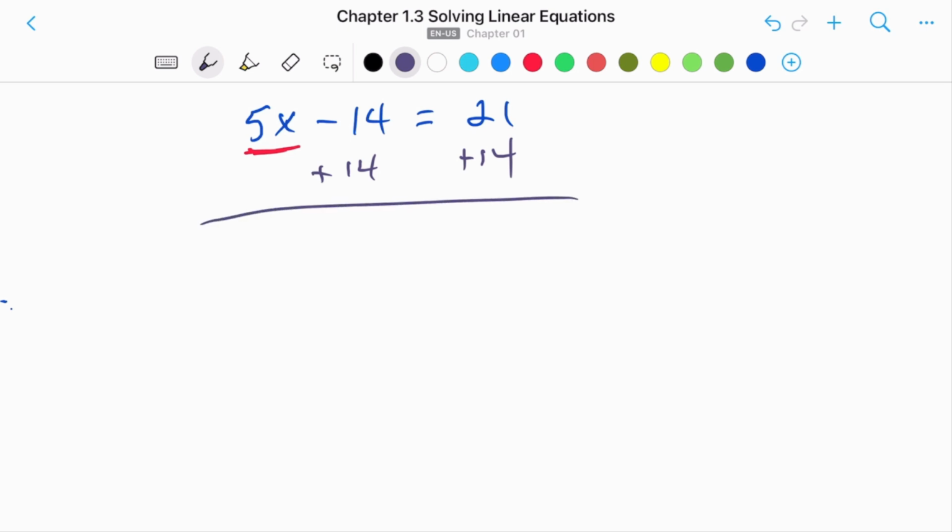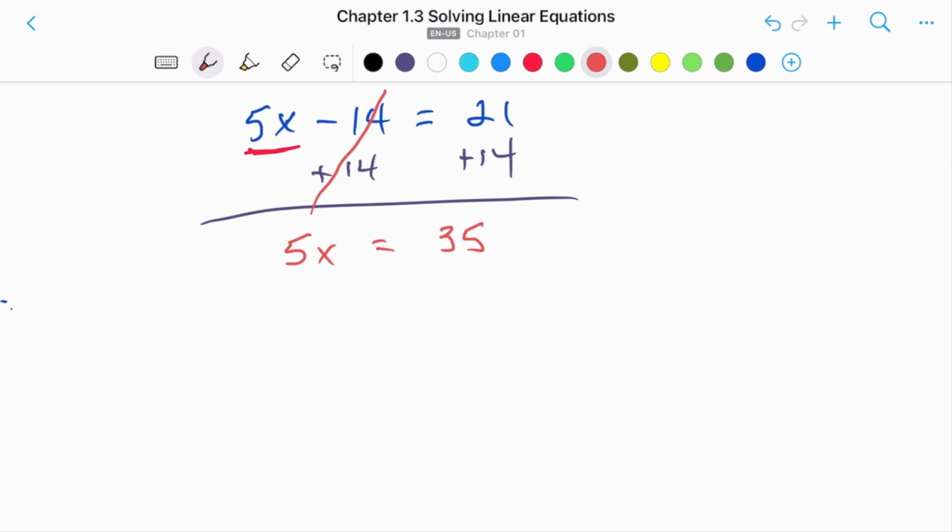Now, if you notice, when you add 14 to both sides, this right here goes away. This is gone. What in the world? I don't know why it's doing that. Some type of auto thing on my screen. But anyway, it goes away, and this becomes 5x equals, and 21 plus 14 is 35. Now, we're starting to see where this is going.